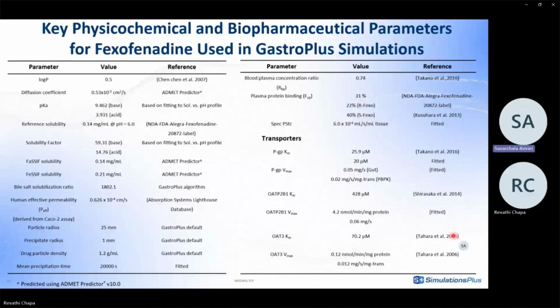And because fexofenadine is poorly metabolized by CYP enzymes or isoforms, its pharmacokinetics is primarily dependent on the activities of the PGP and OATP2B1 transporters at the gut level, and the renal uptake transporter OAT3.